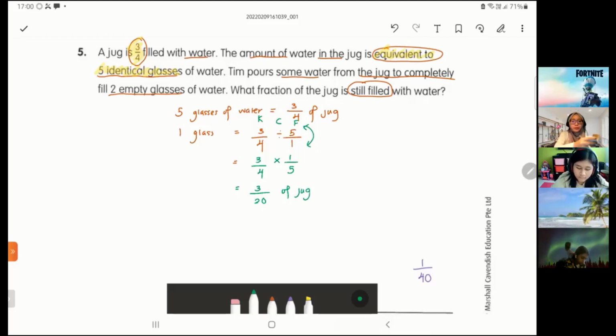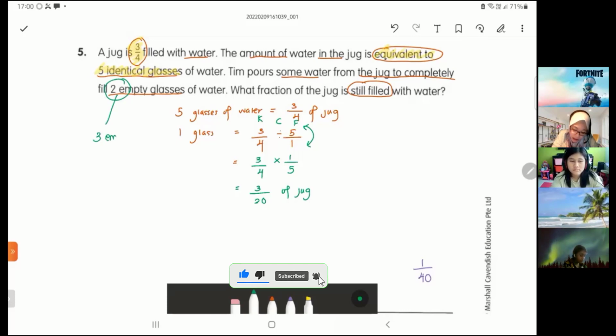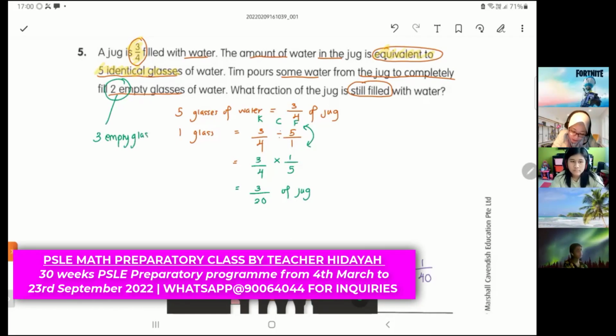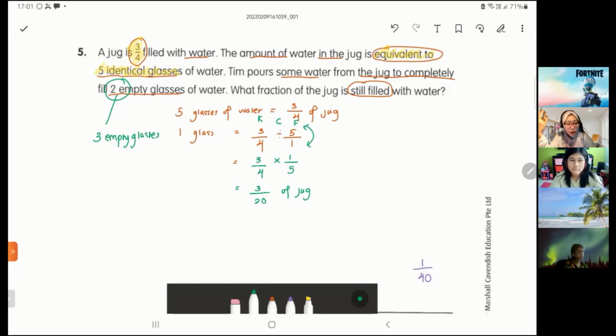Okay, then what's next? Let's find out what fraction of the jug is still filled with water. If I can pour some water to completely fill 2 empty glasses, then the balance is actually 3 empty glasses, because I can only fill 2 glasses. So the balance of the glasses which I have not filled up is my 3 glasses. I'll just put 3 glasses, okay?